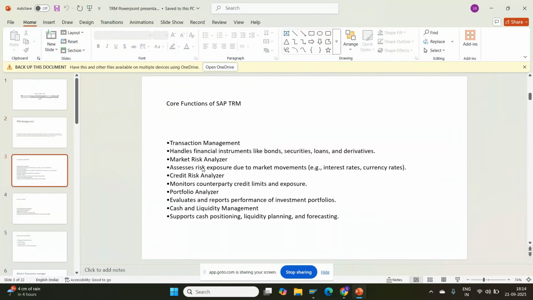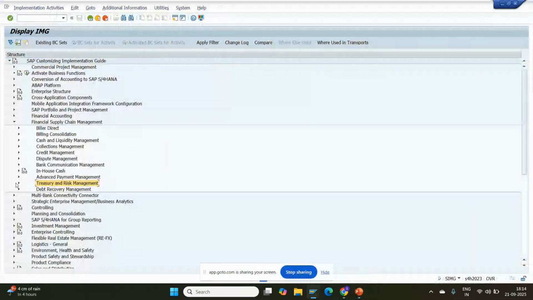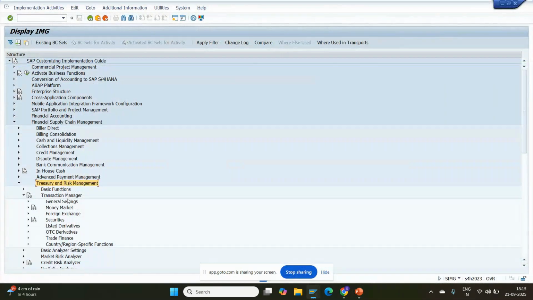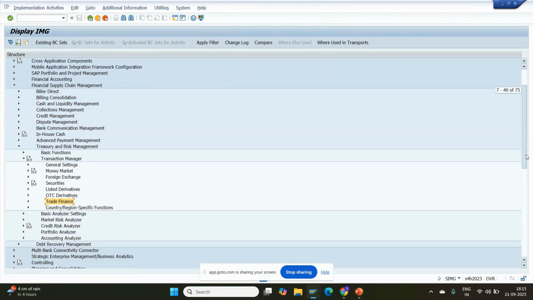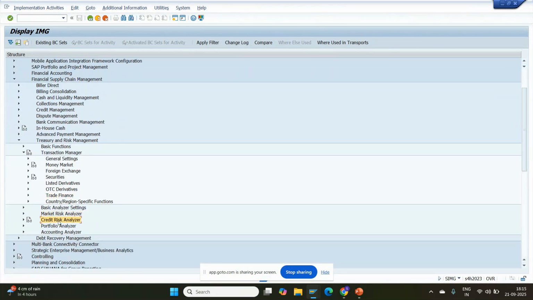Next thing is, what are the core functions? Core functions means the specific chapters in TRM. There is money market, forex, securities, listed derivatives, and trade finance. For example, in the treasury, there is the money market. These are the chapters: money market, foreign exchange, securities, listed and OTC, and trade finance. These are the main chapters, and it is integrated with the risk analyzer, market risk, credit risk, and portfolio analyzer. I will let you know about the risk analyzer.